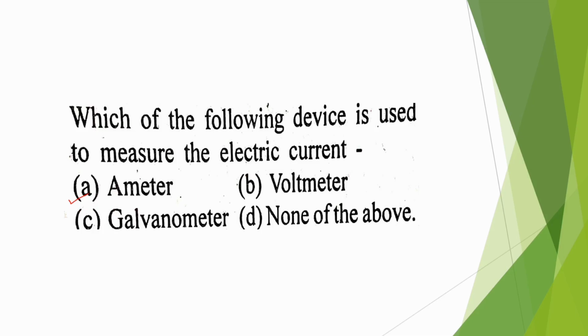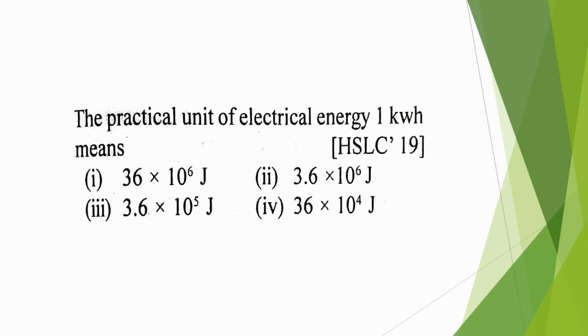Let us proceed with the next question. The practical unit of electrical energy 1 kilowatt hour means. This question also came in HSLC 2019. 36 into 10 to the power 6 joule, 3.6 into 10 to the power 6 joule, 3.6 into 10 to the power 5 joule, 36 into 10 to the power 4 joule. So the practical unit of electrical energy of 1 kilowatt hour means 3.6 into 10 to the power 6 joule. So this will be the correct option.